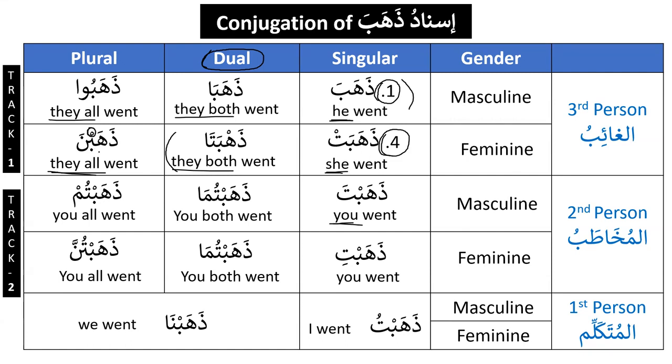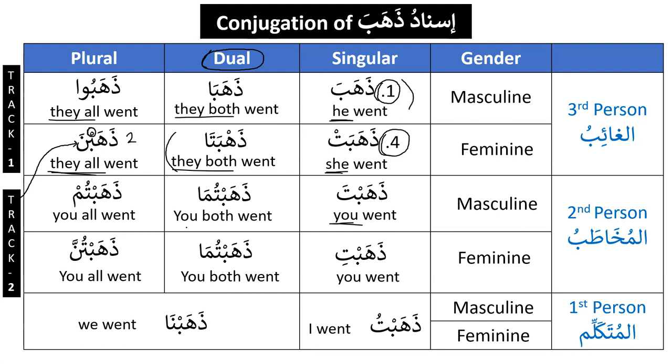Here the third letter becomes sakin, and it will be sakin up to the 14th form of the verb. That's why we say that track 2 starts from here. So we have 2 tracks of the train. Track 1 is dhahaba, dhahaba, dhahabu, dhahabat, dhahabata. And then we have track 2 that starts from dhahabna, dhahabta, dhahabtuma, dhahabtum, dhahabti, dhahabtuma, dhahabtunna, dhahabtu, and dhahabna.